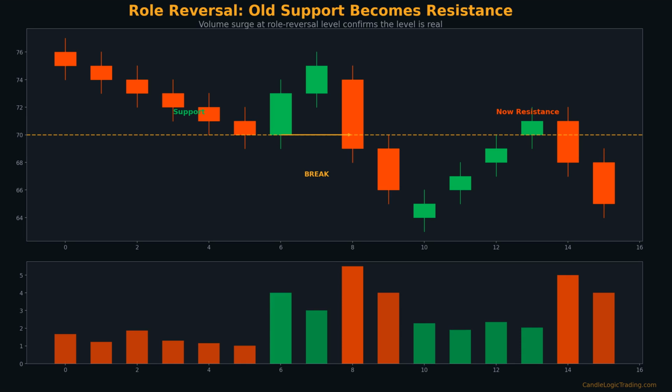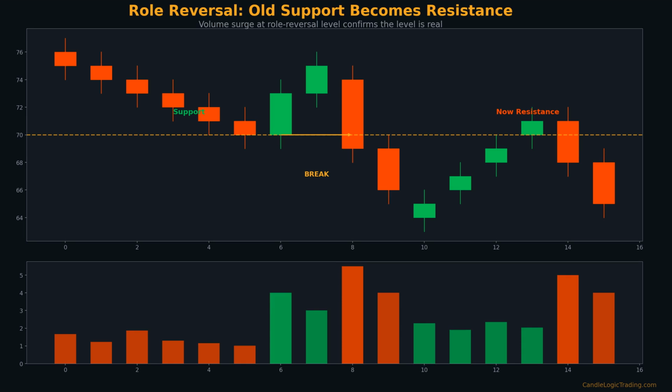A stock breaks below a support level on heavy volume. That tells you the level has genuinely been broken. The buyers who were defending it have been overwhelmed. Now the stock pulls back and rallies up to that same level from below. It used to be support, now it is resistance. If the stock gets rejected at that level with a volume surge and a bearish candle, the role reversal is confirmed. Old support is now acting as new resistance.